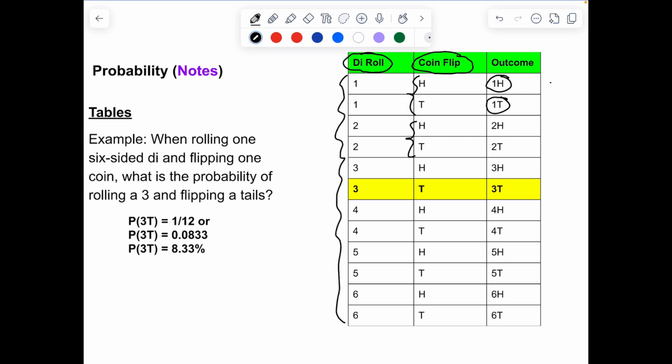Okay, so after I calculate my outcome, I see that I have 12 total outcomes. So there's 12 outcomes here. So 1, 2, 3, 4, 5, 6, 7, 8, 9, 10, 11, 12. And only one time where I'm going to have a 3 and a tails. So I have one chance out of 12 outcomes. So that's how I got 1 out of 12, which is also equal to 0.0833 or 8.33%.